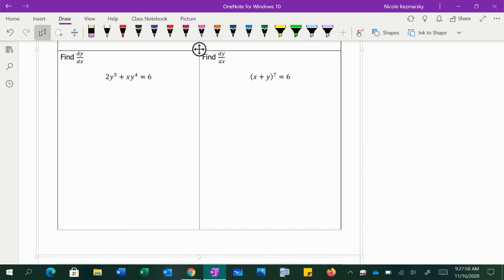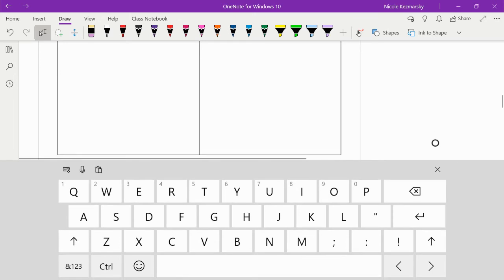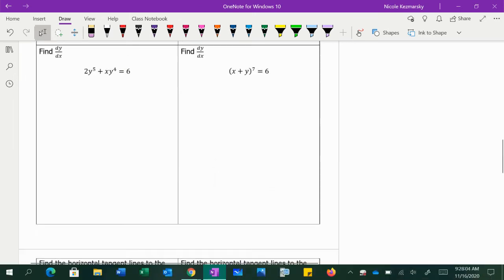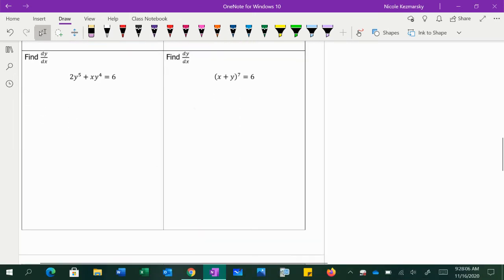For the next example, we've got one more example with a product rule. So let's go ahead and set this up. We're going to start off with the derivative of 2y to the 5th. So using power rule, that's going to be 10y to the fourth. It also was a derivative of a y, so we have to remember dy/dx.